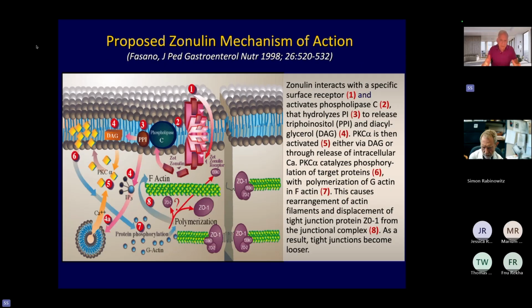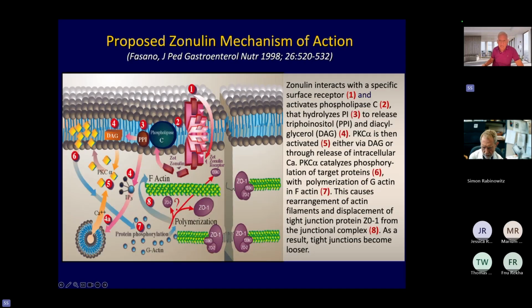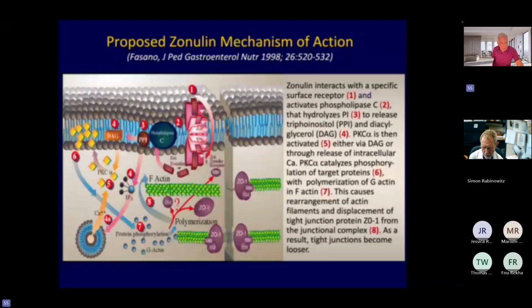So this, and I'll take you through this, is Dr. Fasano's version of what happens. So zonulin, sorry about that, I have a very sensitive computer. Zonulin interacts with a specific surface receptor and activates phospholipase C, it's number 2, that hydrolyzes phosphatidylinositol. Remember, we talked about previously phosphatidylinositol that is involved in intracellular signal transduction.